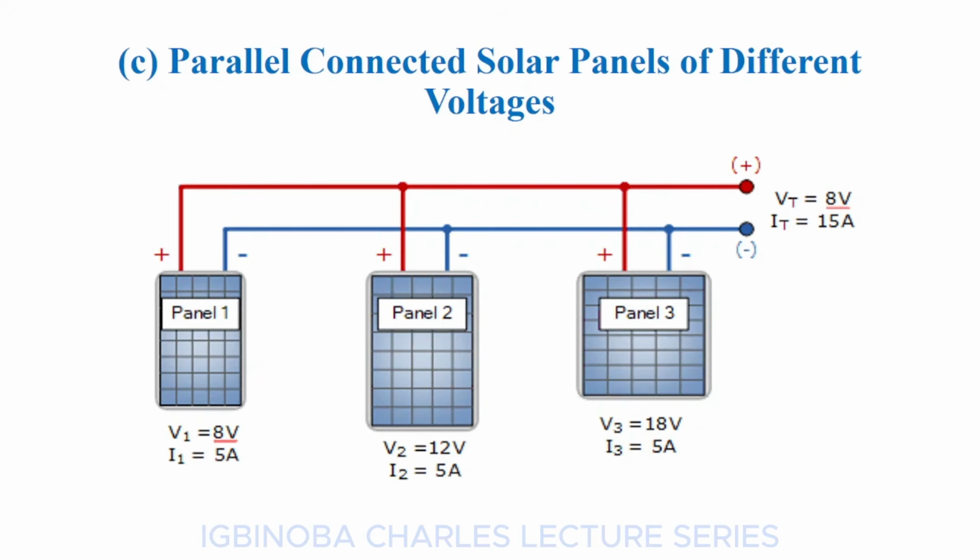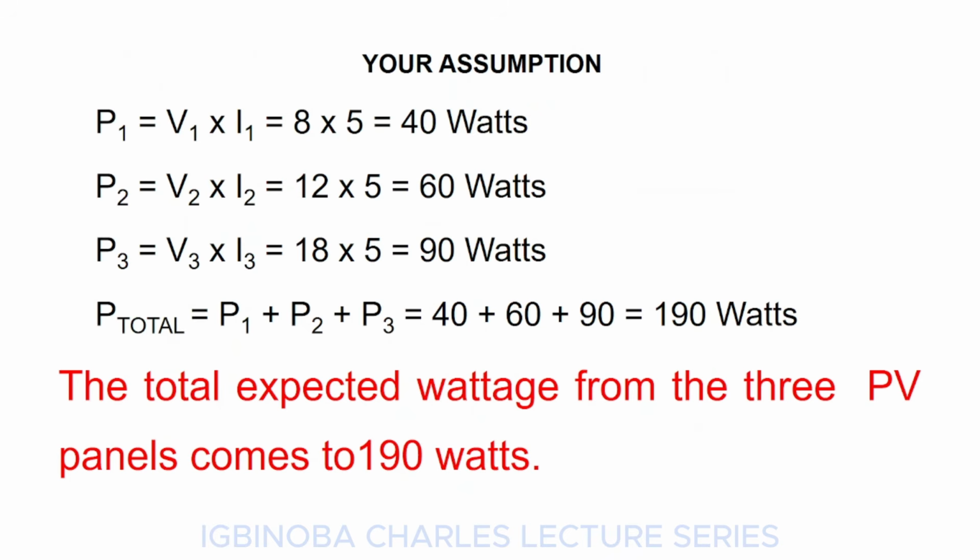You may want to go with the assumption that if you multiply this voltage and current, you have your total power of 40 watts. If you multiply this current and voltage, you get a total power of 60 watts. And if you multiply this current and voltage, you have a total power of 90 watts. Just as is shown here, 8 times 5 is 40, second panel 12 times 5 is 60, and third panel 18 times 5 is 90. So your total power for this assumption is 90 watts.